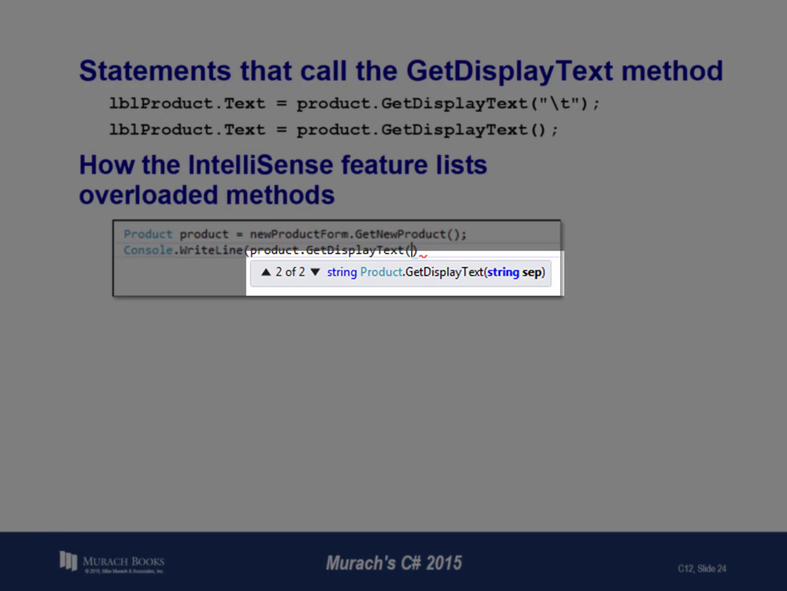So in this example, you can see they're using 2 of 2, but they could have chosen 1 of 2, where they're expecting a string separator or they're not expecting a string separator. IntelliSense will prompt the user appropriately.